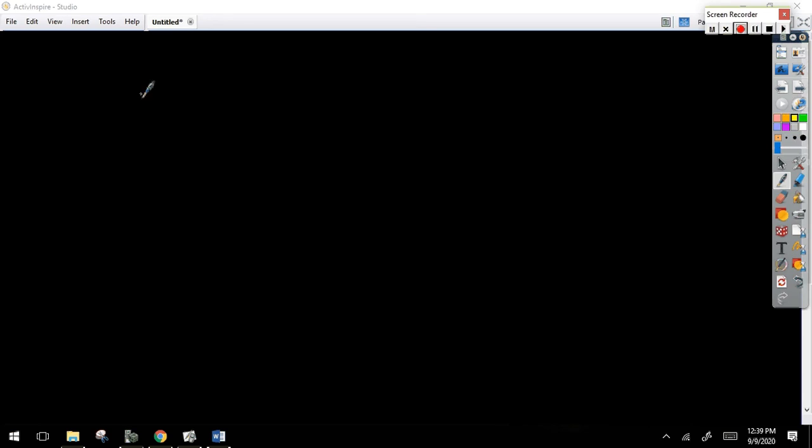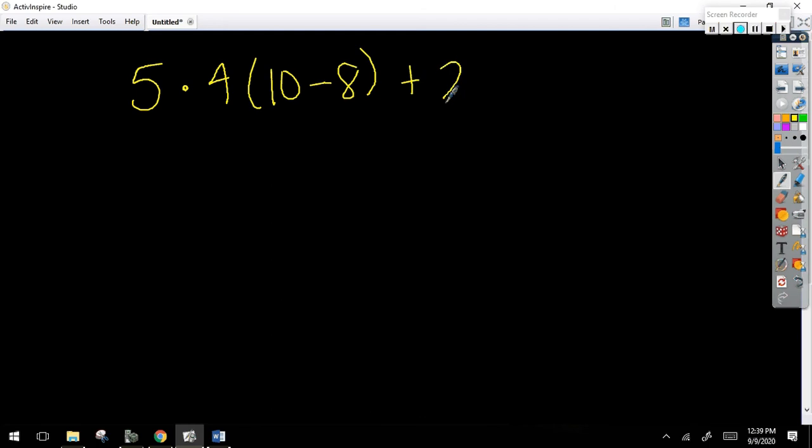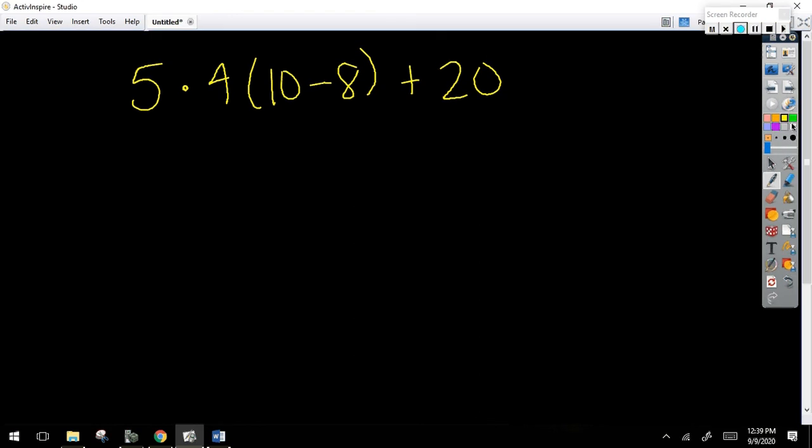Let's do one. We'll start easy. Y'all tell me what I need to do first. Parentheses first. Everybody agree? Yeah, I agree too. Parentheses first. So this becomes 2, so now I have 5 times 4. There's not an operation here. What does that mean I'm doing? Multiplication, that's right. Times 2 plus 20.